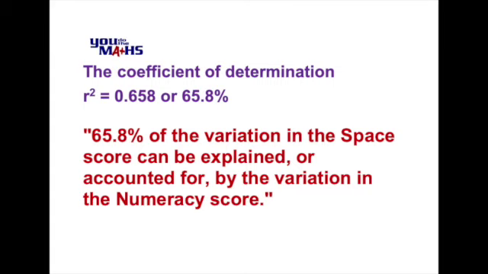So what the r squared value is saying is that if the numeracy score changes by a certain amount, you can expect some variation in the space score. In fact, 65.8% of the variation can be attributed to the change in the numeracy score. It doesn't mean that there's necessarily one causing the other, but there's certainly a link between the change in the two variables.